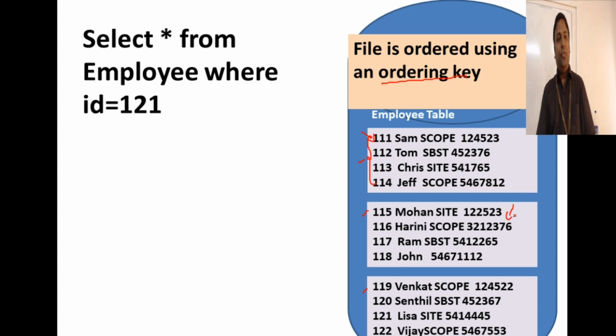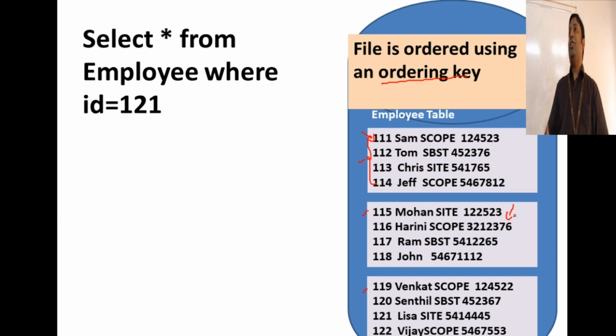So I am organizing my employee data like this, and now say I want to run a query. Give me the data of employees whose ID is 121. I want to run this query. So how does the search happen on my file?